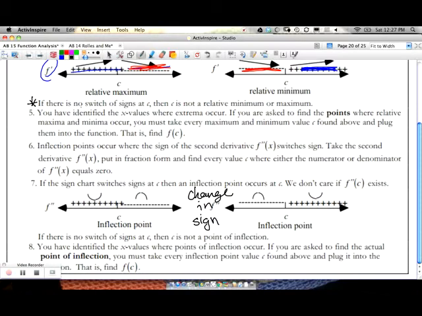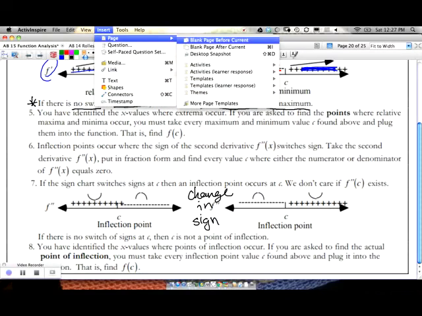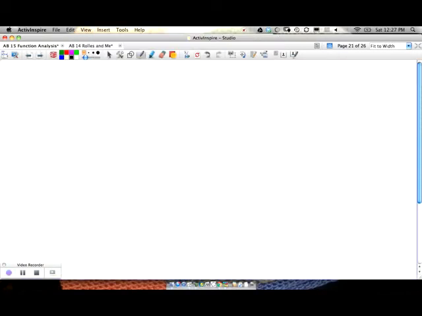And this is key right here, this thing right here. If there is no switch in signs at C, then C is neither relative min nor max. Even if the derivative is 0, even if it does flatten out, there is no min or max if there's no sign change. So let's talk about how we can calculate a sign change very easily. So let's review some pre-calc.